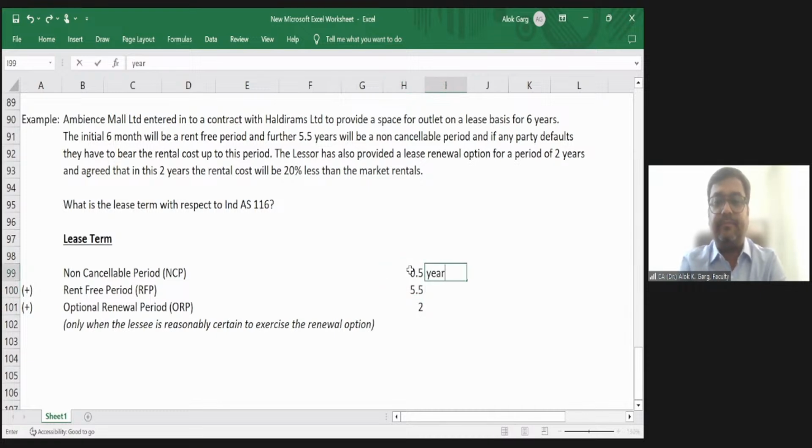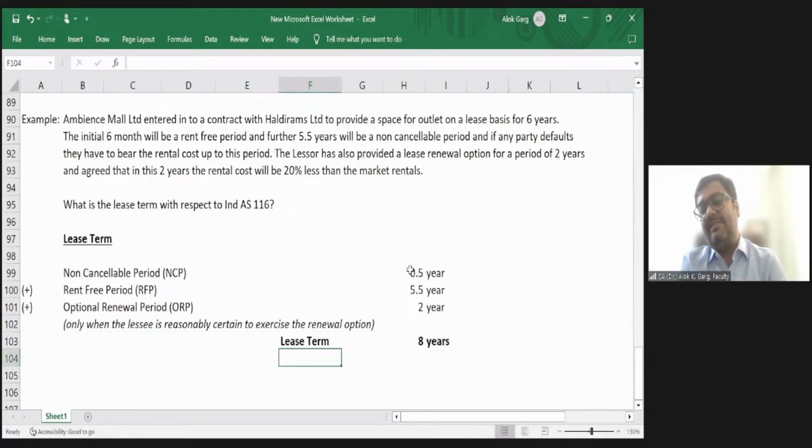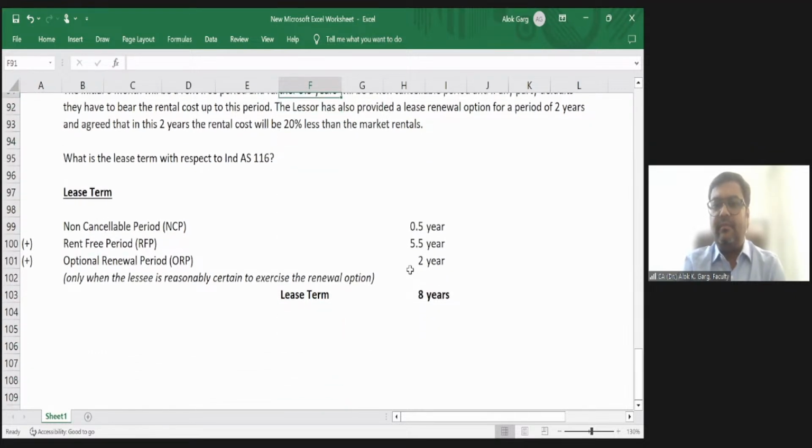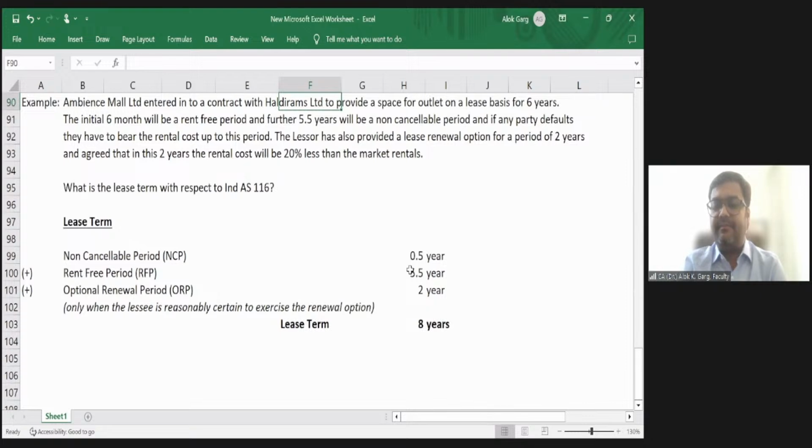Total is 8 years. This is the lease term. Okay. Is that clear? Is it clear, friends?